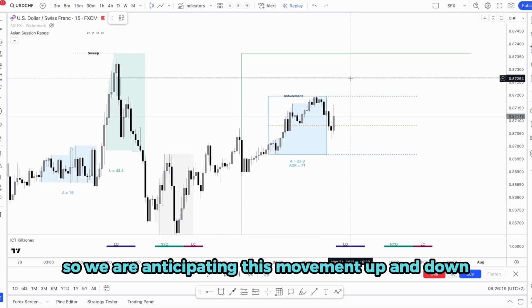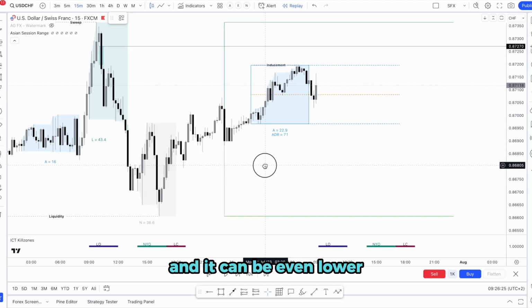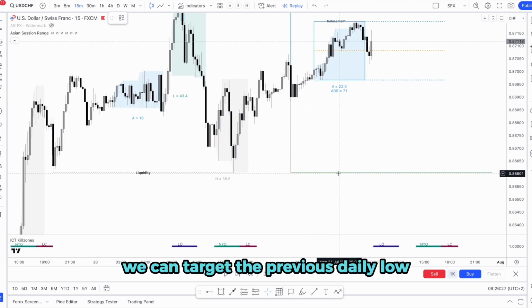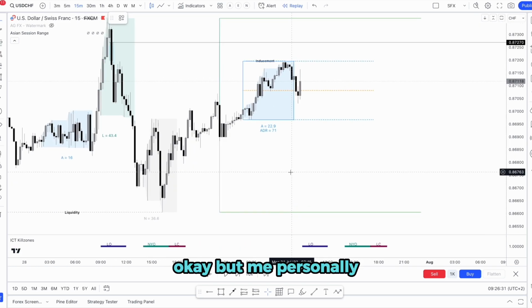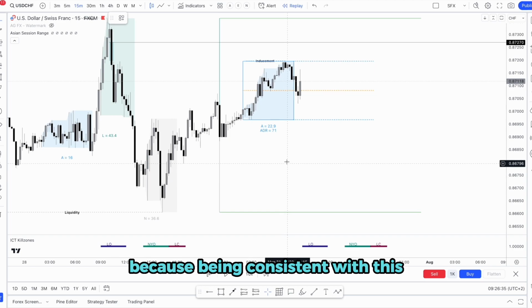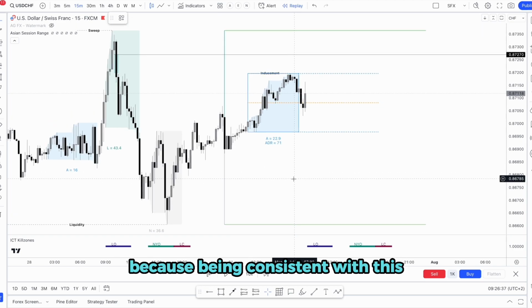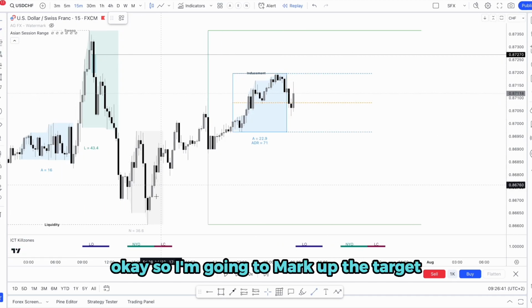Okay, so we are anticipating this movement up and down. The targets obviously are going to be below the Asian low, and it can be even lower. We can target the previous daily low at the end of the day. But me personally, I'm targeting only 1 to 3 risk reward ratio, because being consistent with this, it's enough, right?